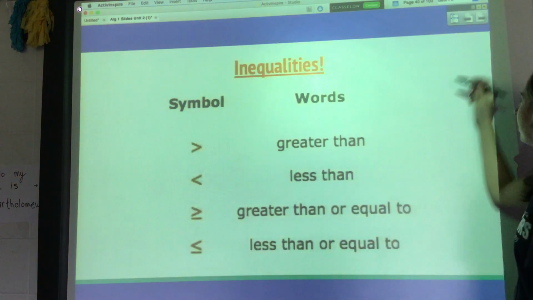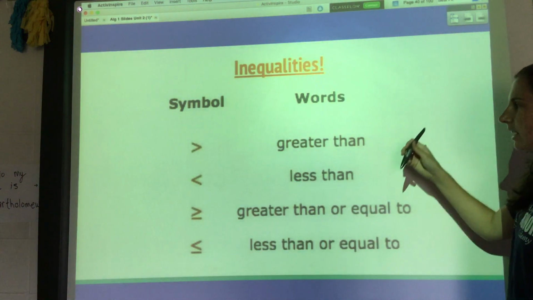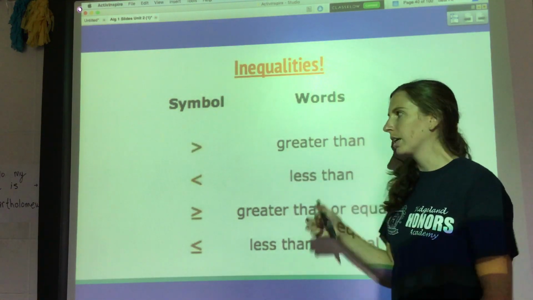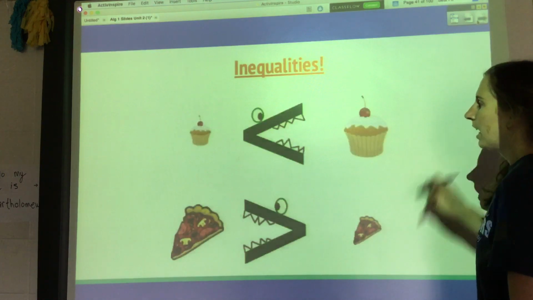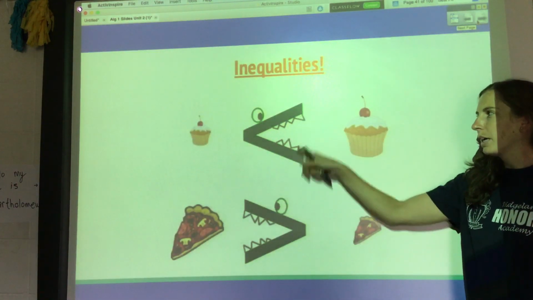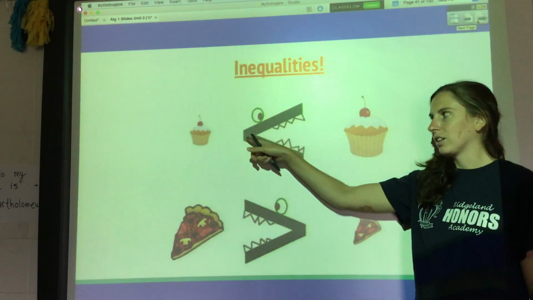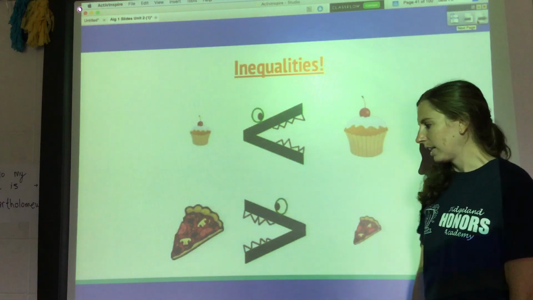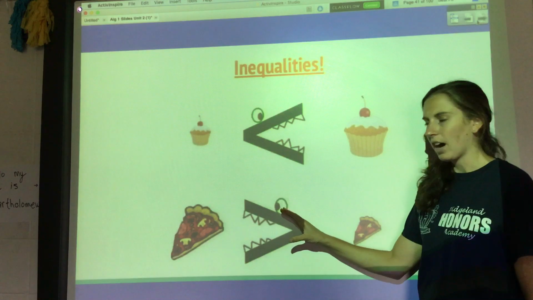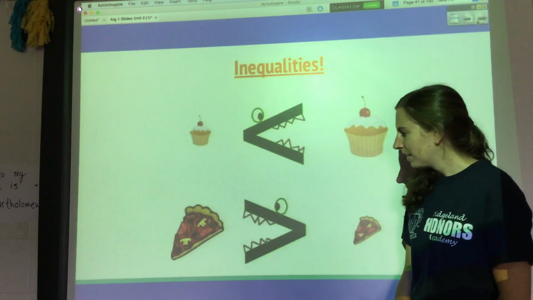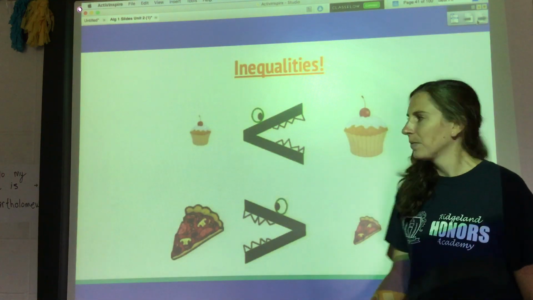The way I like to remember these is, if this is like a mouth, it always eats the bigger thing. It makes sense, right? The bigger side is going to go with the bigger quantity, and the smaller side is going to go with the smaller quantity. Think of it like an alligator. Obviously, it's going to eat the bigger pizza rather than the smaller pizza. That is pizza, right? Yes, I think so.